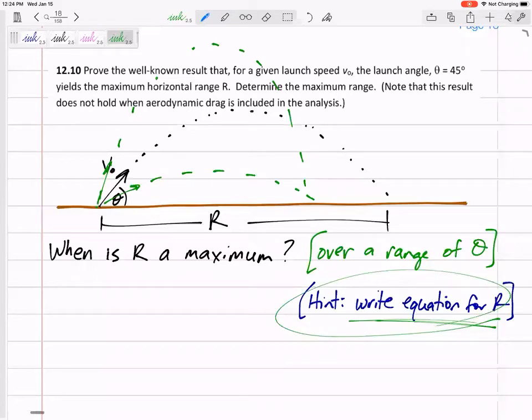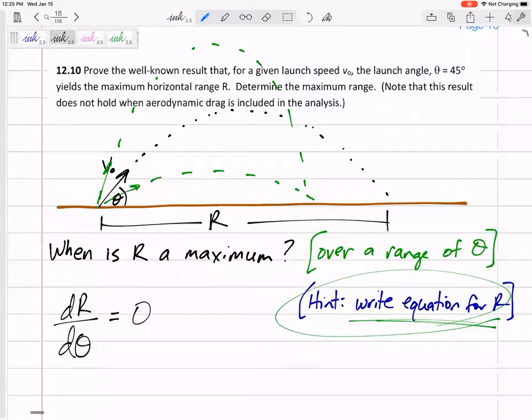Once we have an equation, how can you find the maximum or minimum of an equation? Derivative, yeah, we could take the derivative. Yeah, set the derivative equal to 0.